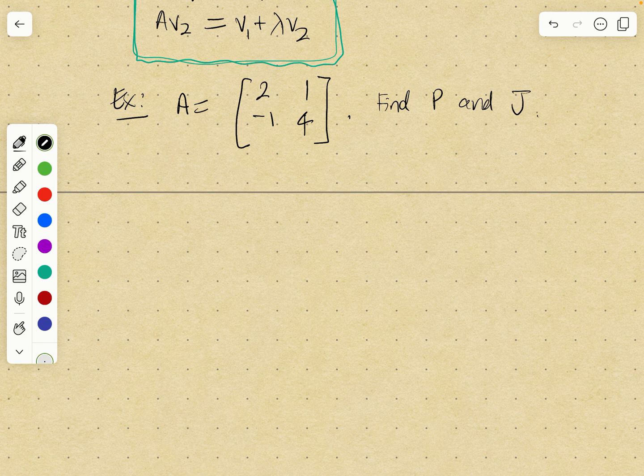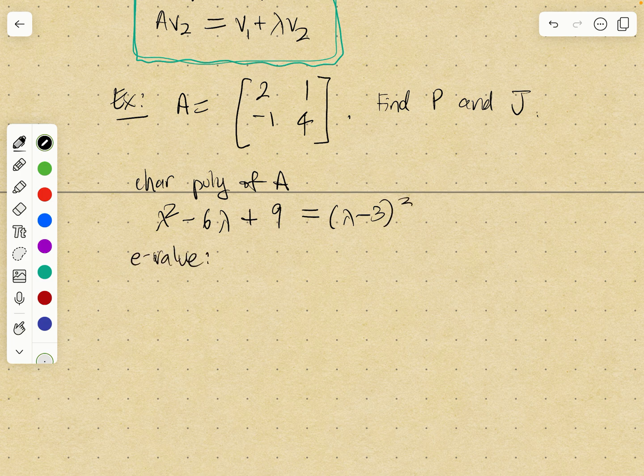And we need the characteristic polynomial. So recall that for a 2 by 2 matrix, the characteristic polynomial is lambda squared minus the trace, so that's 6, times lambda, plus the determinant, which is going to be 8 minus -1, which is 9. So that's the characteristic polynomial of A. And this factors as lambda minus 3 in parentheses squared, and so therefore we have a repeated eigenvalue, lambda equals 3.